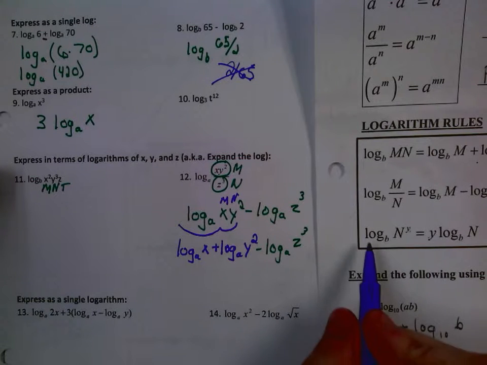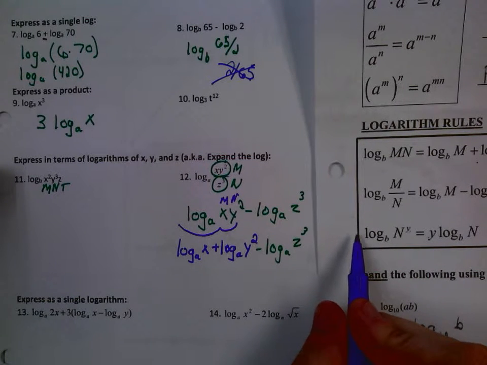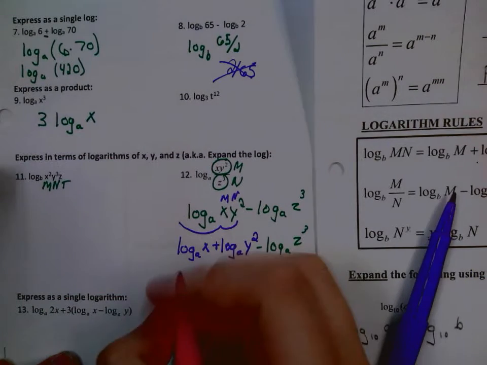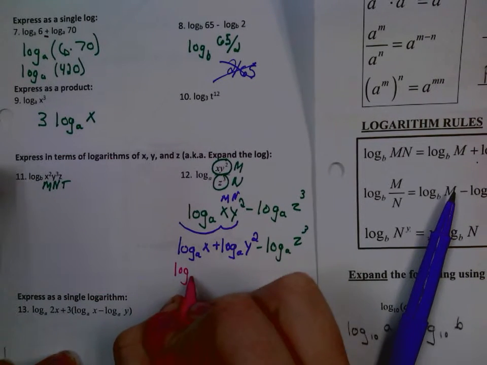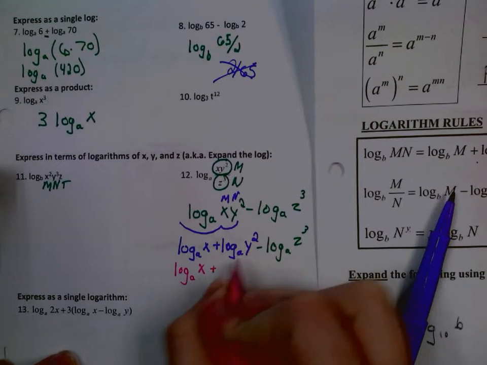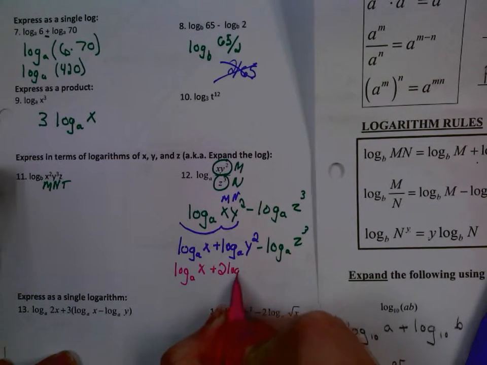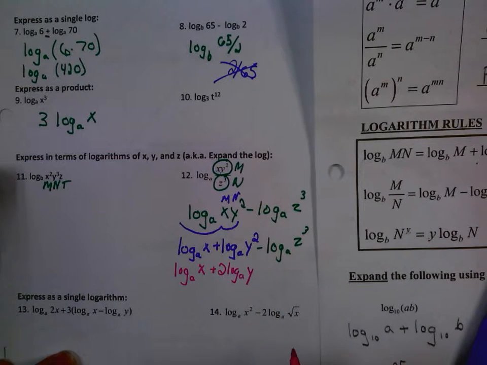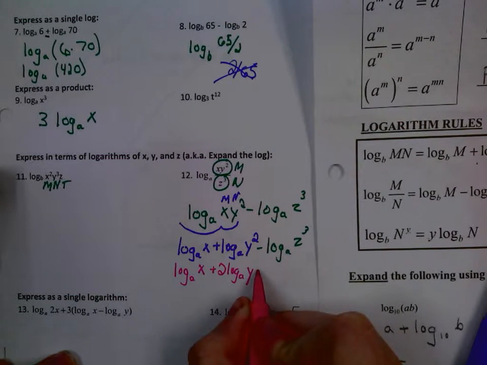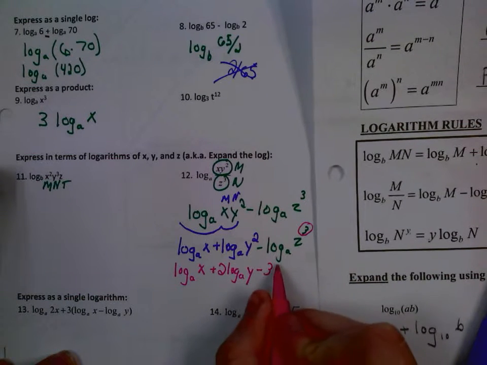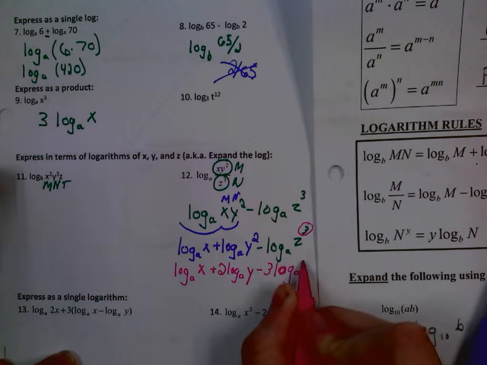The last thing you do is always dealing with that exponent over here with this last rule. So you will get something that looks like, the first one doesn't have an exponent, so log of a of x plus the 2 will come down in front and become 2 log of a y. Losing the square now, and then minus, this one has the exponent of 3, so we can go ahead and pull that down, log of a of z.